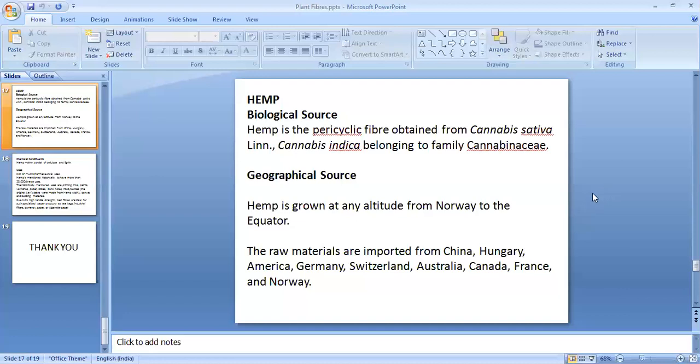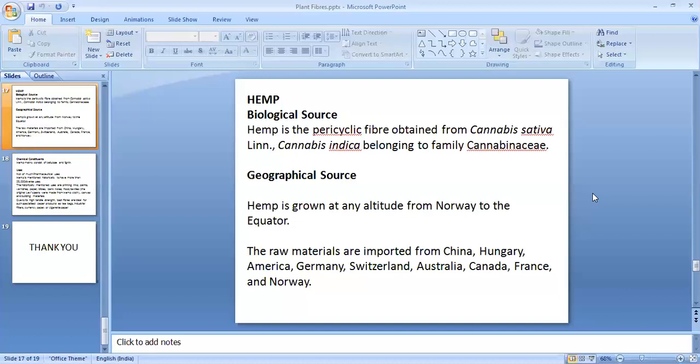And when you come to the preparation of hemp fibers, it is the same as that of jute. That is, in case of jute, it is phloem fibers from the stem branches, whereas in case of hemp, it is pericyclic fibers from the stem branches. So the unbranched straight stem branches are cut off, and put into stagnant water for about 14 to 20 days.